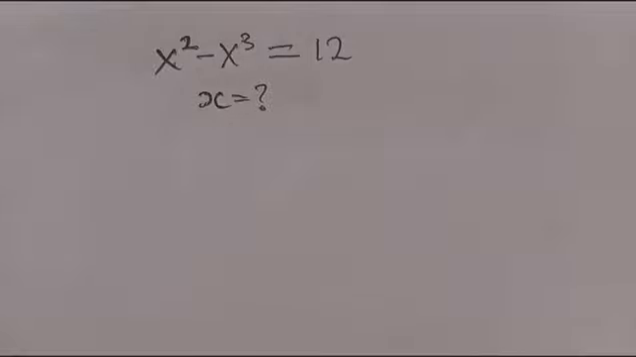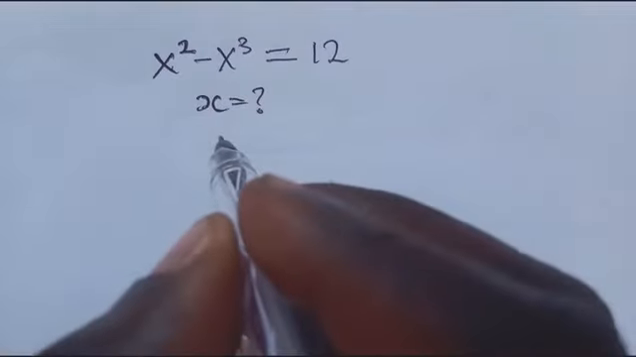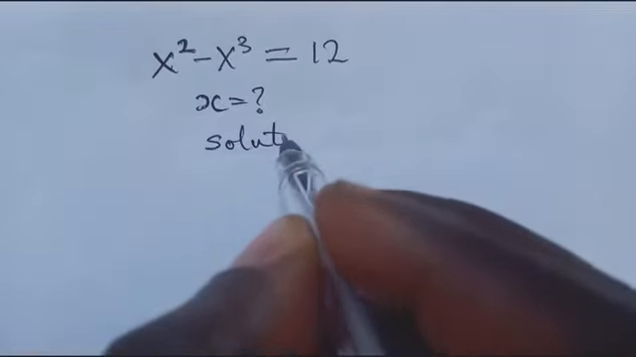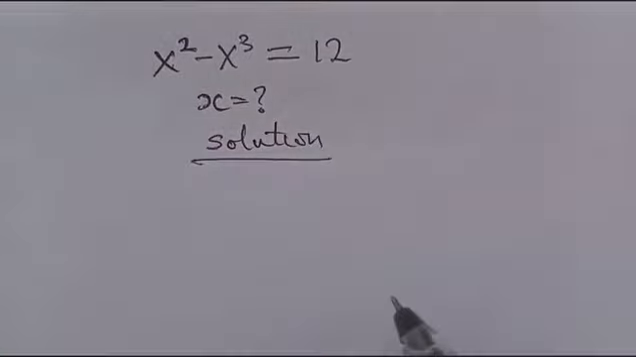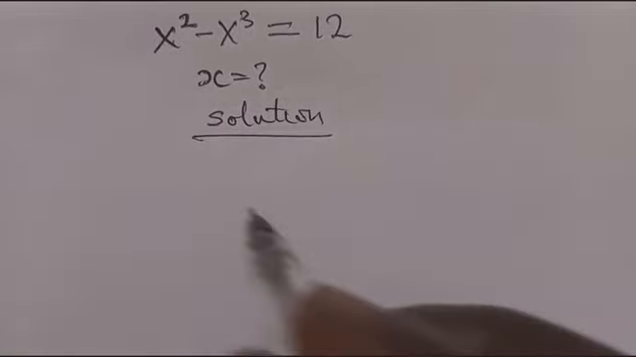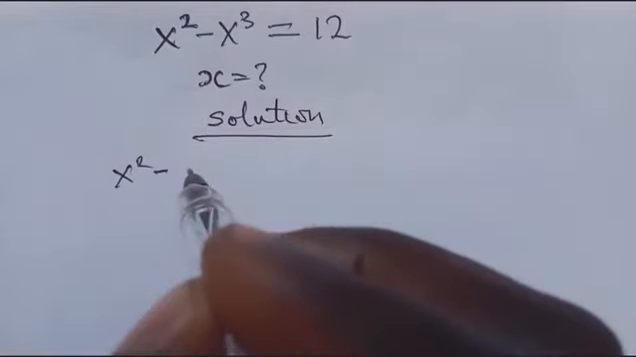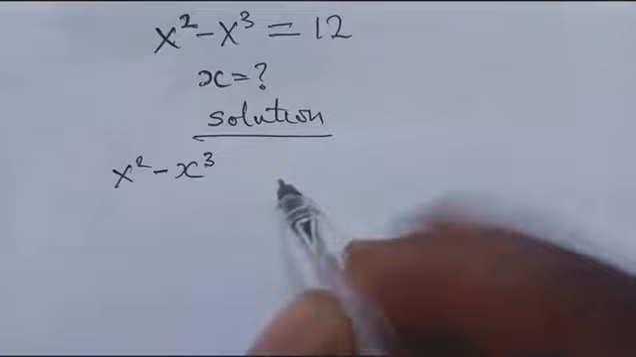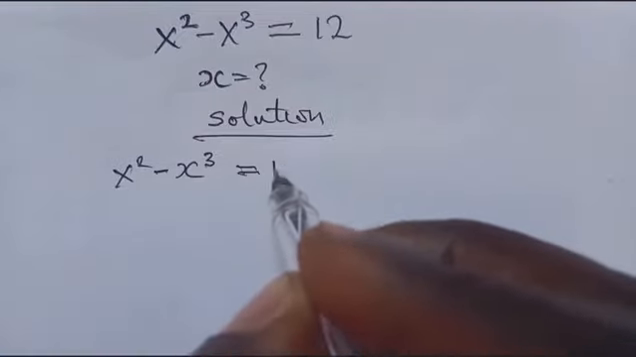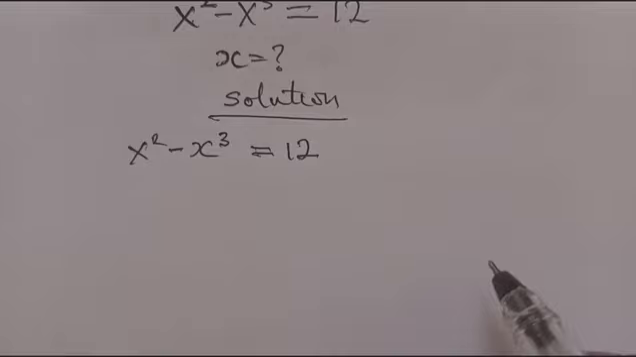This question: x raised to the power of 2 minus x raised to the power of 3 is equal to 12. We have to find the value of x. To do that, let's write the solution. Solution to the question: we have x raised to the power of 2 minus x raised to the power of 3 equals 12.